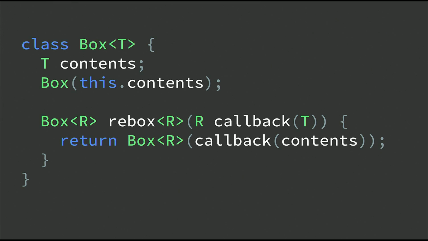We also have generic methods. So here, this method, rebox, has its own type argument r, which is different from the surrounding class's type argument. And it takes a first-class function as a callback, and invokes that callback on its own contents, gets a new object back, wraps it up in a new box. So this will turn a box of T into a box of R. Obviously, super useful. This is something you want to do every day.